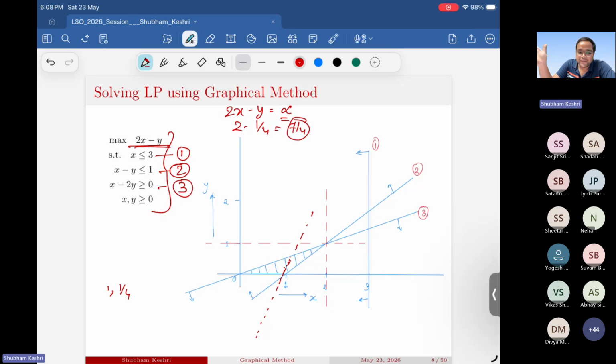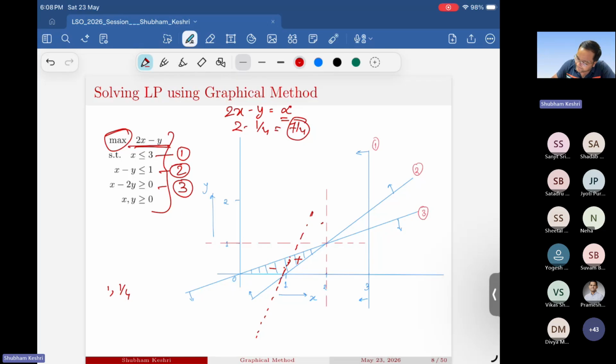Now we'll move this line and see in which direction the value of the objective function changes. If you move the ISO cost line in this direction, the objective function value increases. And if you move the ISO cost line in this direction, the value decreases. Any point in the increasing region has a higher objective function value compared to the line we have plotted. So this is a maximization problem, and we'll move that line towards the region where the objective function value increases.